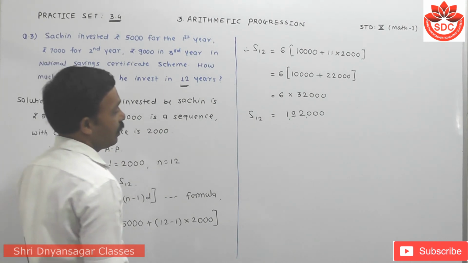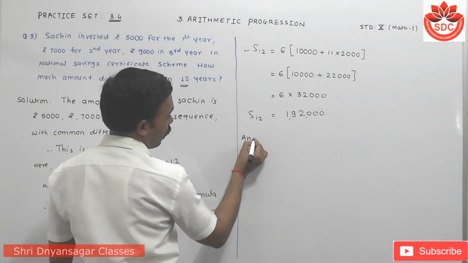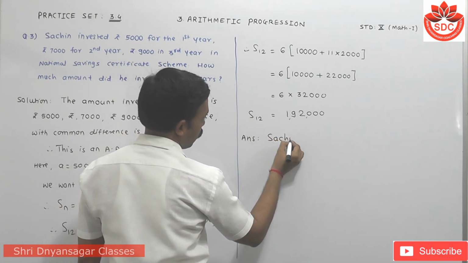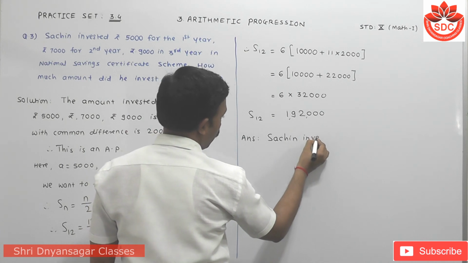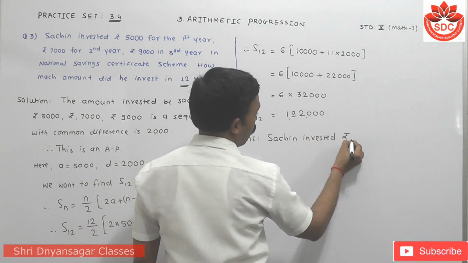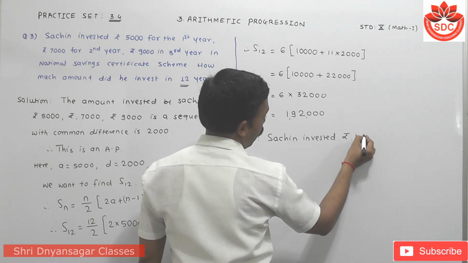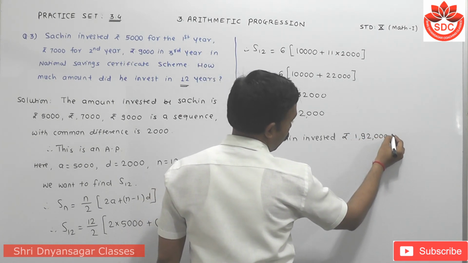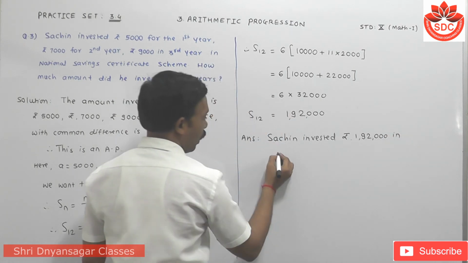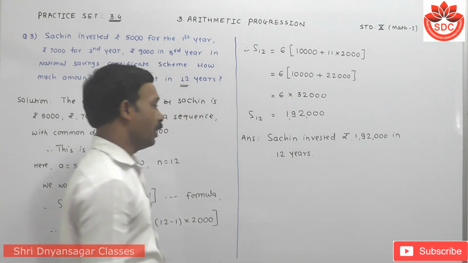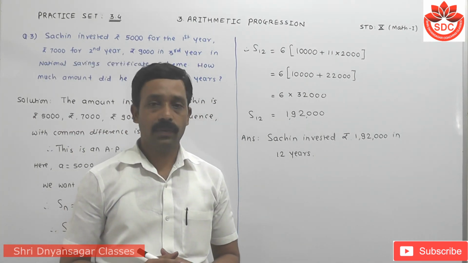So the answer in full sentence: Sachin invested rupees 1,92,000 in 12 years. Can you understand this? Thank you very much.